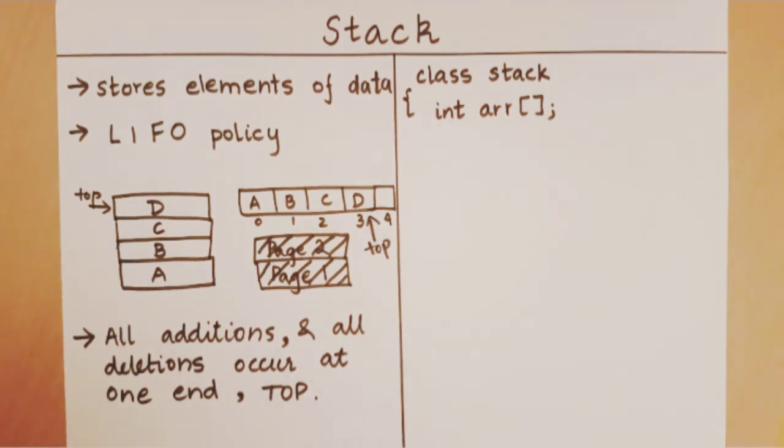So what is the top? The top is an integer variable which stores the last index which has been filled in the stack. So that is a variable which we will need to keep track of in the stack. Therefore, that becomes one of our data members in the object.